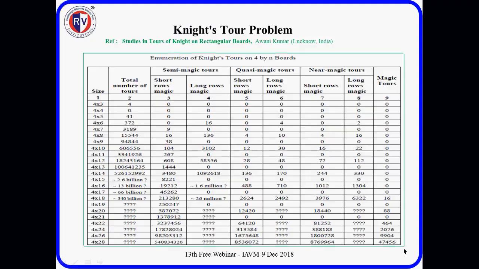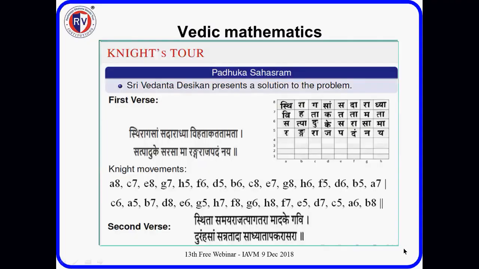Now coming to our interest. One is, I already told you, Paduka Sahasram, which is written by Vedanta Desikan in the 12th century itself. I'll just read out this shloka. This is the first verse. Sthira, it is written like this. Sthira gasam sadaradhya vihata katata mata satpaduke sarasama rangaraja padamnaya. The English version also I am going to show you and also share it with you.